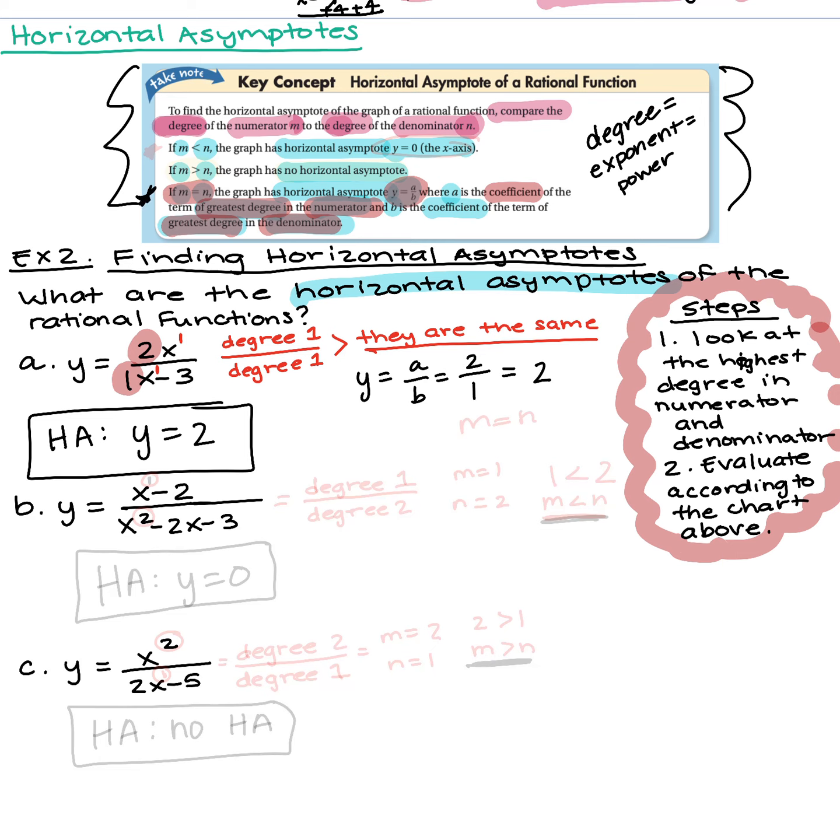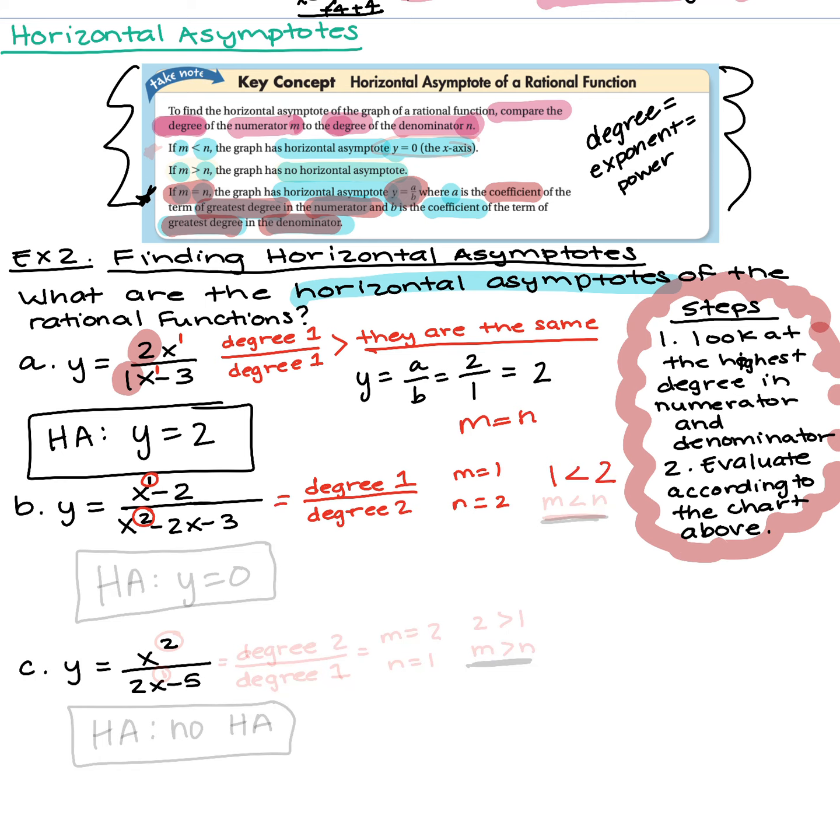Okay, now moving on to example number 2. Well, let's look at the highest degrees. I have a highest degree of 1 over a highest degree of 2, right? So just very quickly, for example number 1, it's m equals n, which is number 3. Now here, I'm going to have m equal to 1 and n equal to 2. So that means that 1 is less than 2, okay?